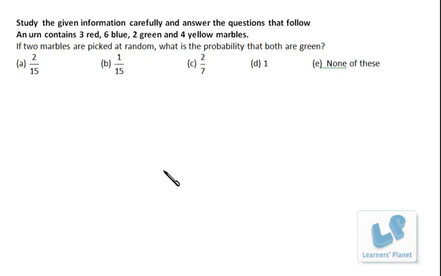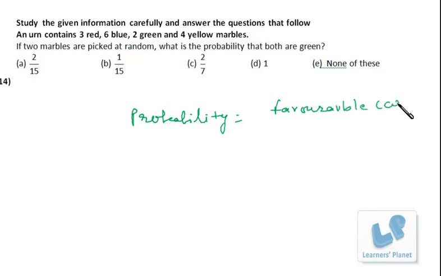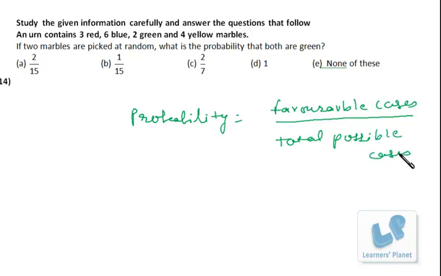Now friends, in this question, 2 concepts are involved. That is probability as well as permutation and combination. Okay, so what is probability? That is number of favorable cases by number of total possible cases, or we can say total number of cases.